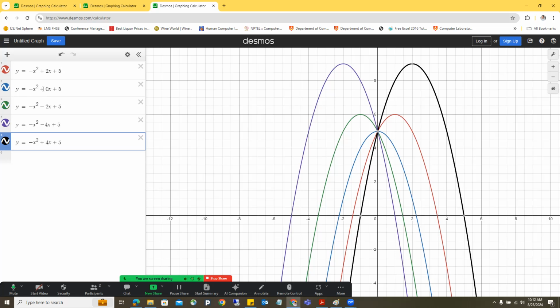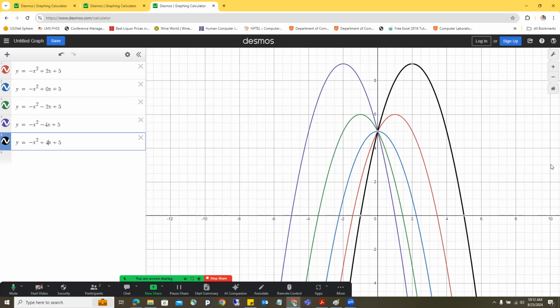So if it's minus x squared plus 0x plus 5, it's actually symmetric. The line of symmetry is the y-axis, right? See the blue color one? The blue color one is the middle one. So that's how it is. Is it clear now what is happening here?